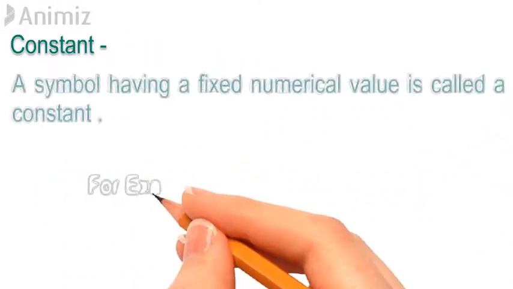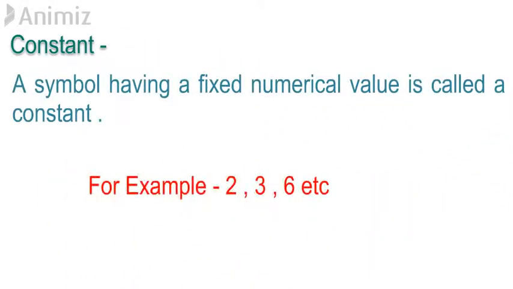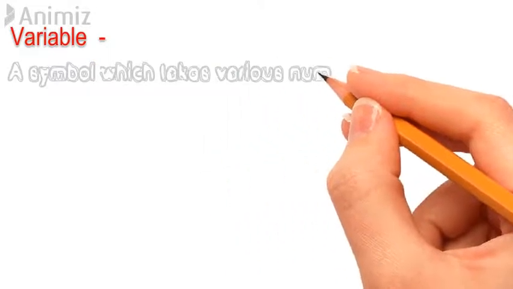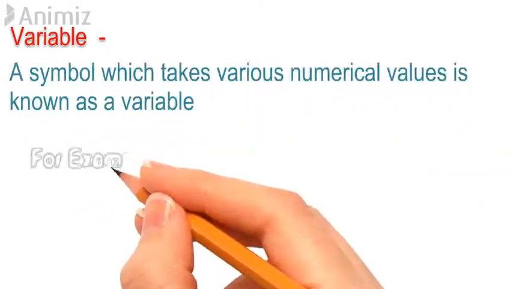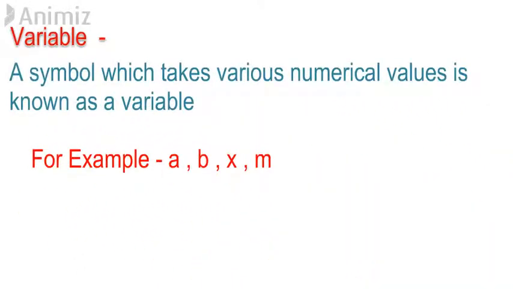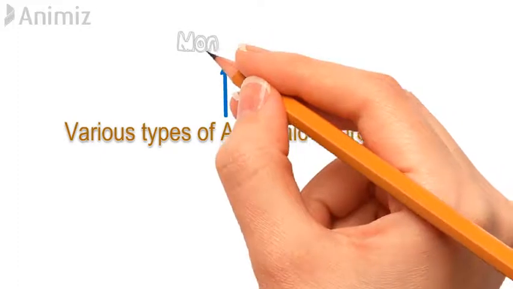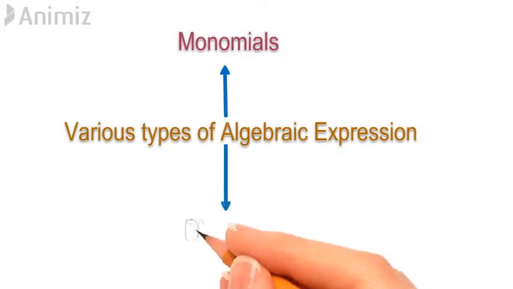Constant. A symbol having a fixed numerical value is called a constant. For example, 2, 3, 6. They are fixed. Now we will study variables. A symbol which takes various numerical values is known as variable. A, B, X, M. They don't have any value. We give them values.